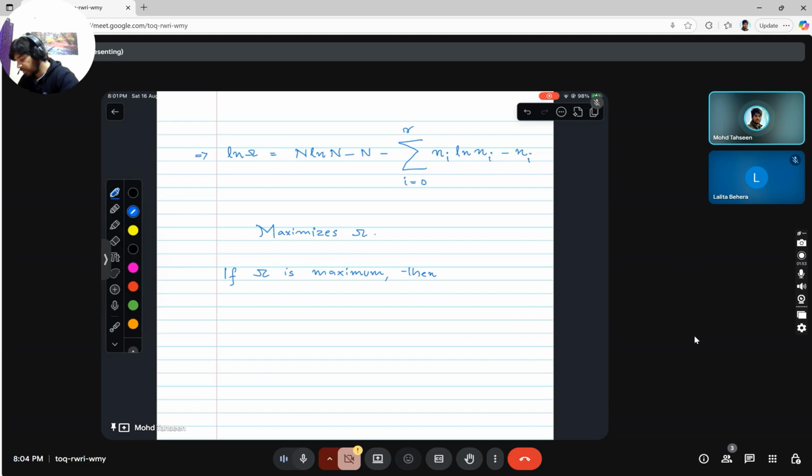So what we should have is, you see, if omega is maximum, first I want to point out that if omega is maximum, then this factor is also maximum, right? Because log is a monotonously increasing function. If you have looked at the graph of, let's say, if this is x and this is natural log of x, the graph goes something like this, right? So we see that this is a monotonously increasing function.